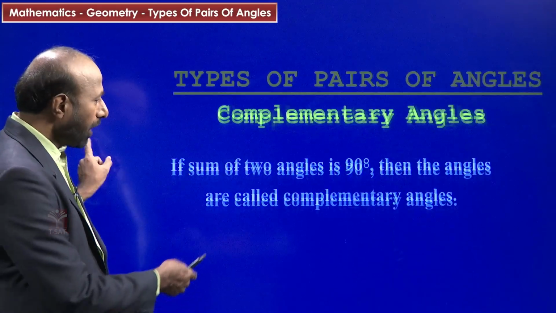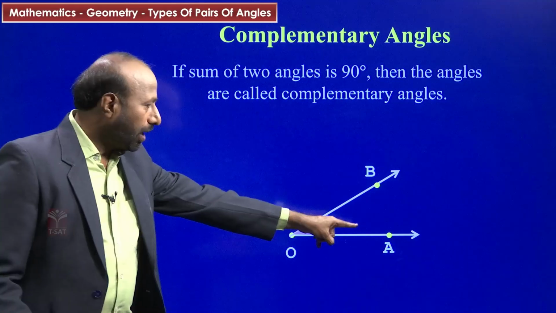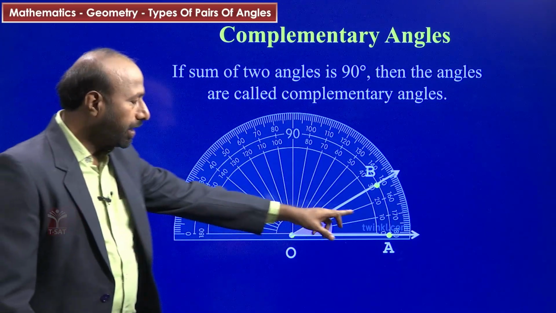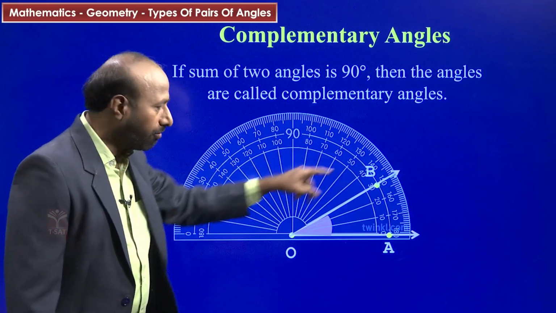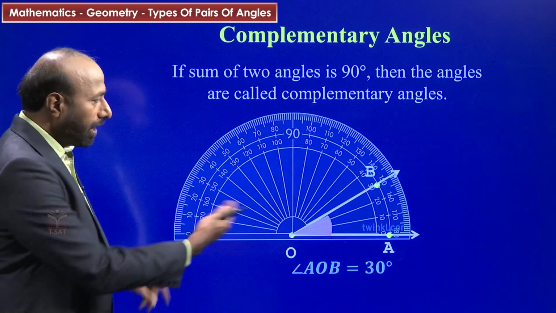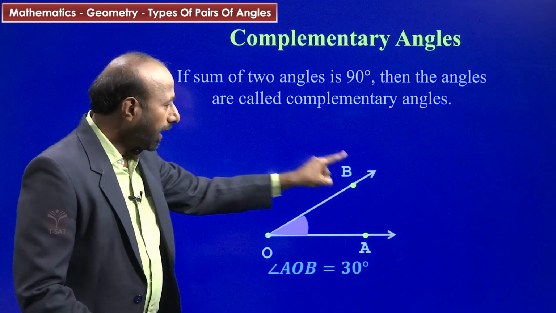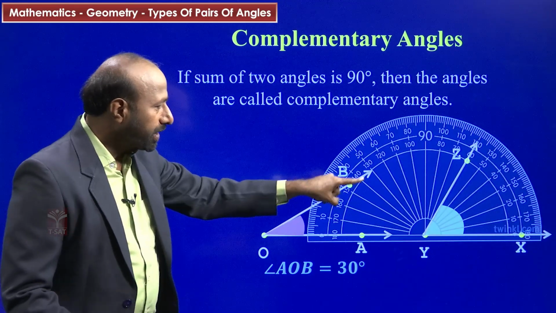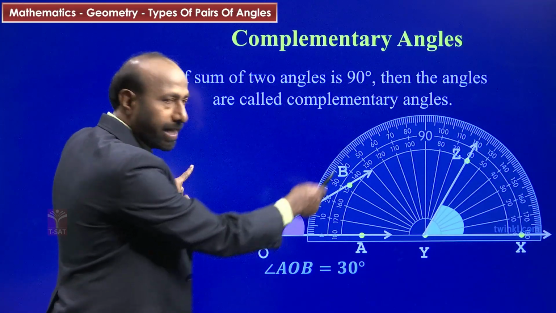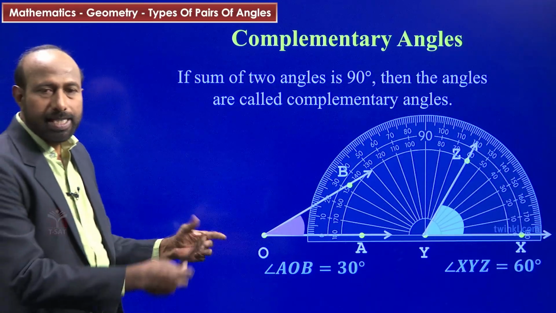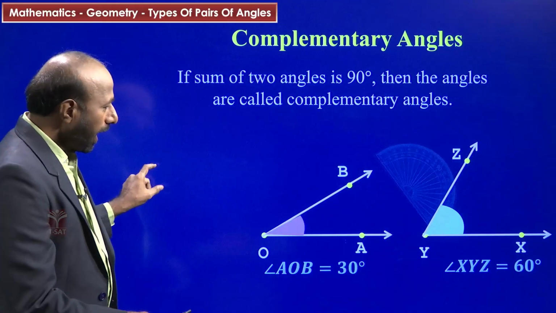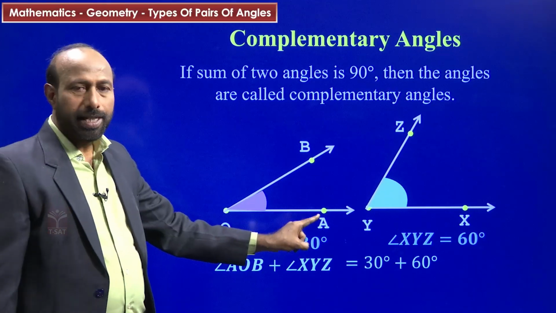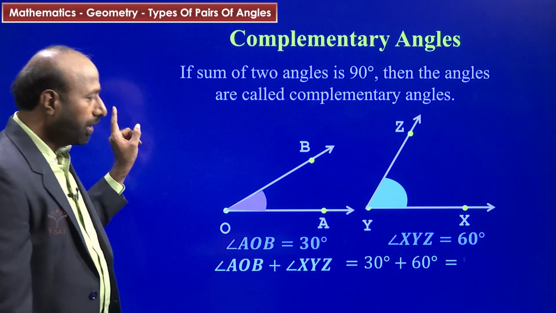Let us see, here we have an angle AOB. Let us measure this angle using a protractor. So, we can see angle AOB is equal to 30 degrees and we have another angle here, angle XYZ. Again, using a protractor, we get angle XYZ is equal to 60 degrees. Let us add these two angles, that is angle AOB plus angle XYZ, which is equal to 30 degrees plus 60 degrees, which is equal to 90 degrees.